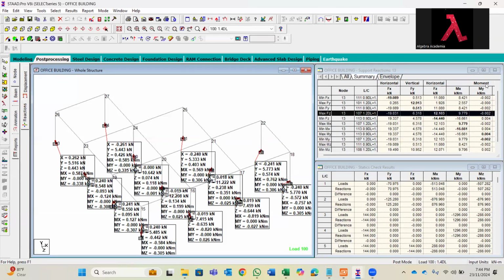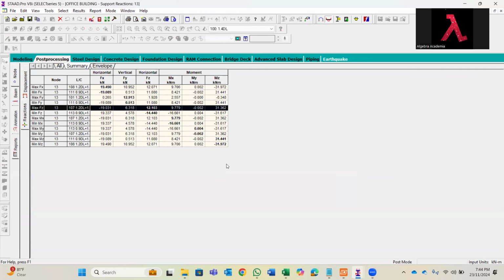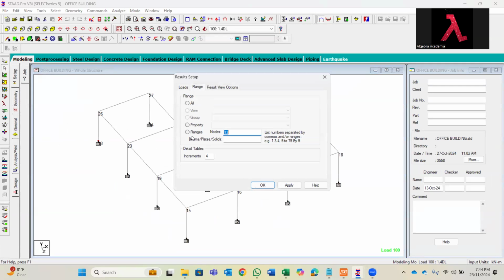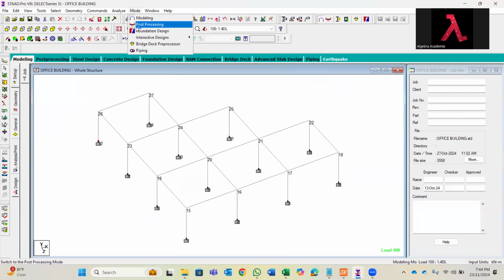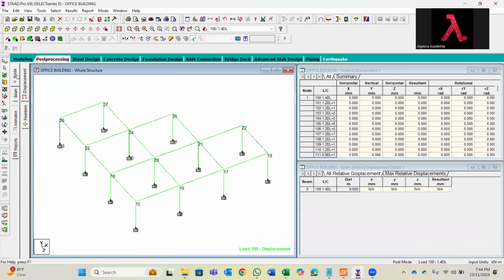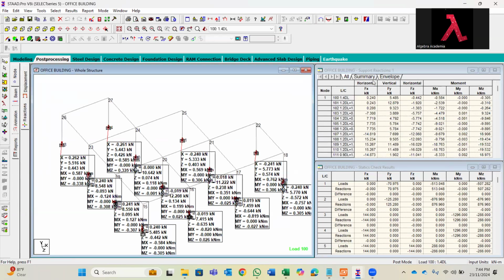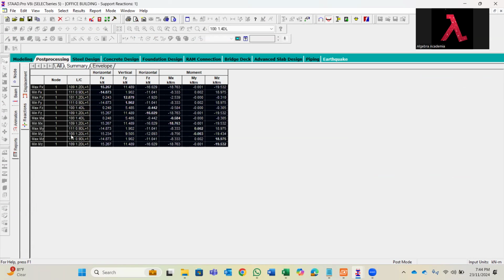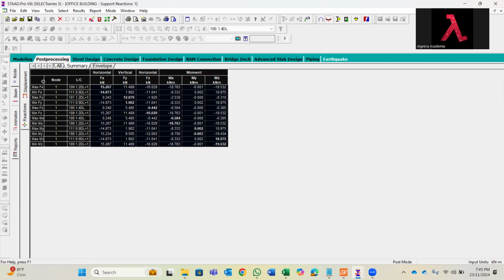Let me go for the same number, which is 1. So mode, post processing, node, reactions, summary. This is the reaction summary. I'll just copy this.